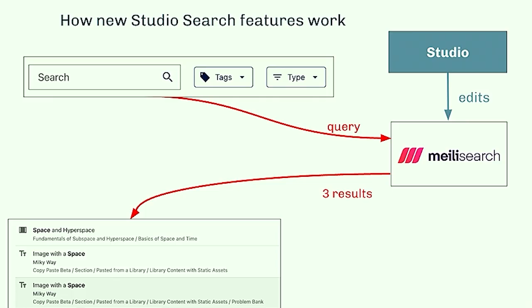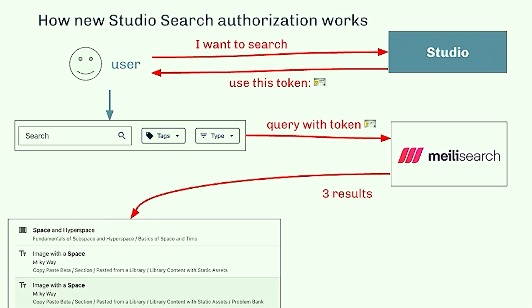So what we do is when the user wants to do a search, they ask Studio for a token, which is basically like a little driver's license that says, I'm Braden and I have access to courses A and B and libraries D, E, and F. And technically it's a JSON web token or a JWT, so it's cryptographically signed. Studio can generate it instantly. It doesn't have to make an API request to Meilisearch.